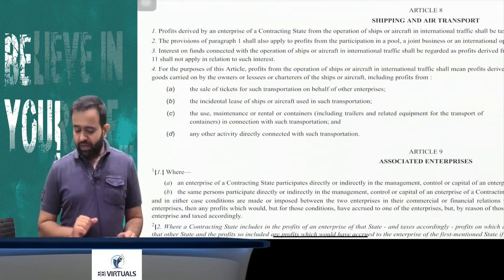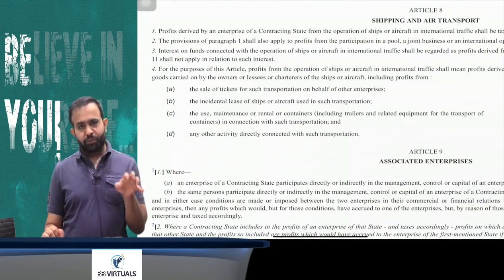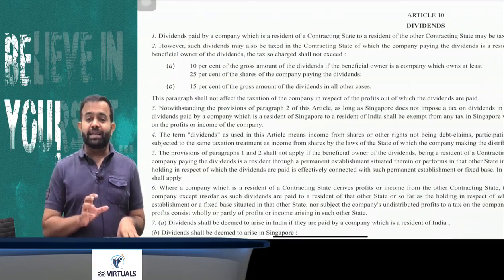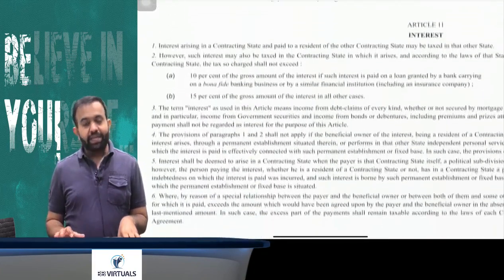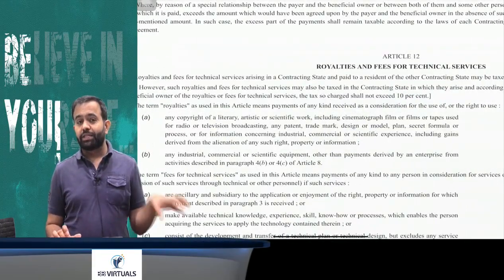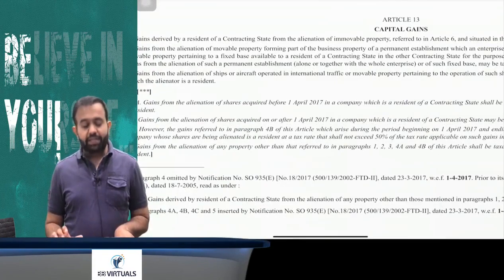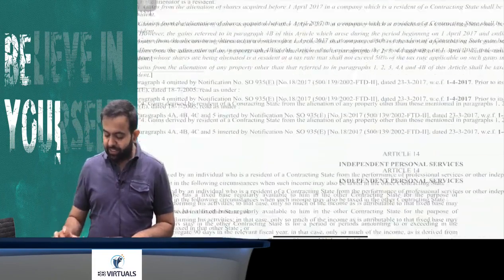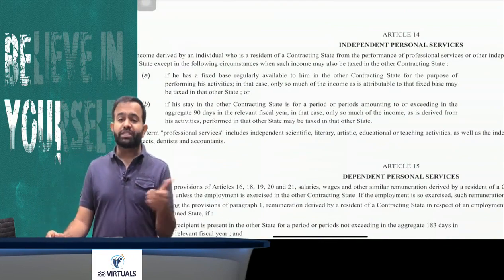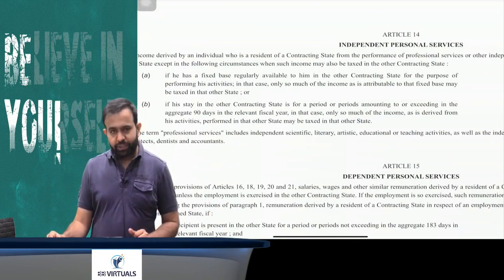Article number 8 is shipping and transportation. Article number 9 is associate enterprise. Article number 10 is dividend. Like on dividend, which country will take the tax? After that, article number 11 is interest. Article number 12 is royalty and fees for technical service. Same line, article number 13 is capital gain. Article number 14 is independent personal service, or in simple words I can say professional service. That is article number 14.